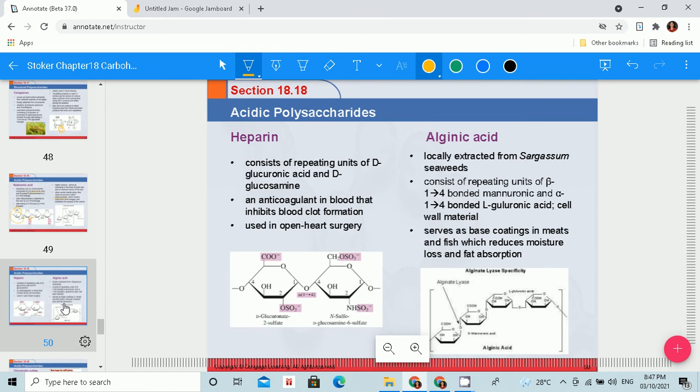Okay, let's have our heparin. It consists of repeating units of D-glucuronic acid and D-glucosamine. Okay, glucosamine.